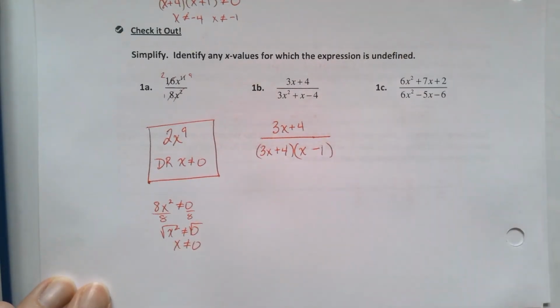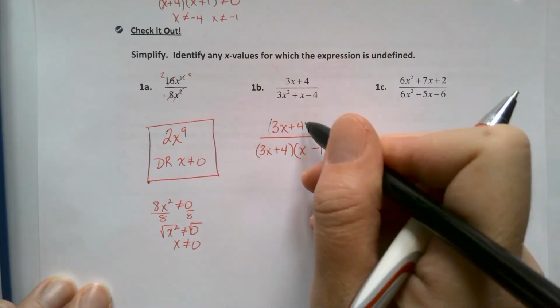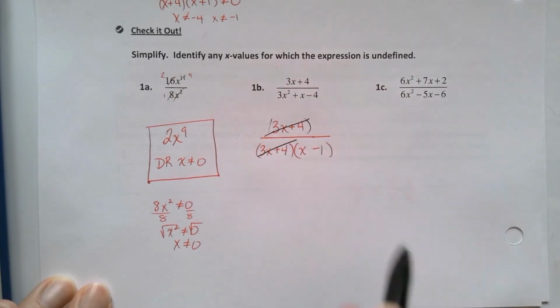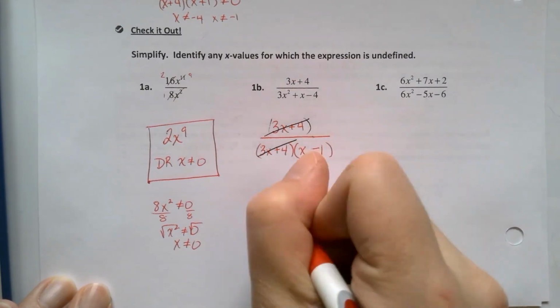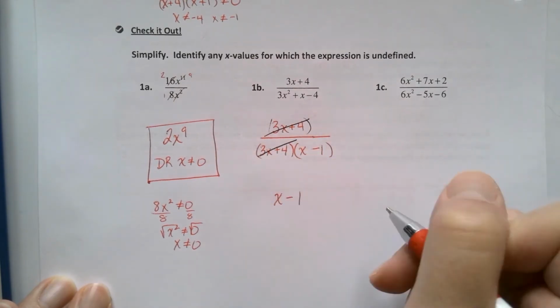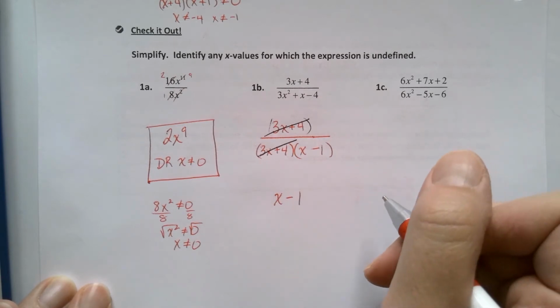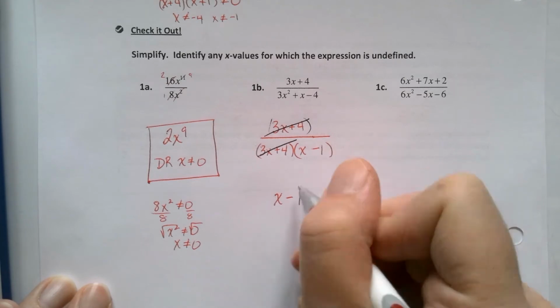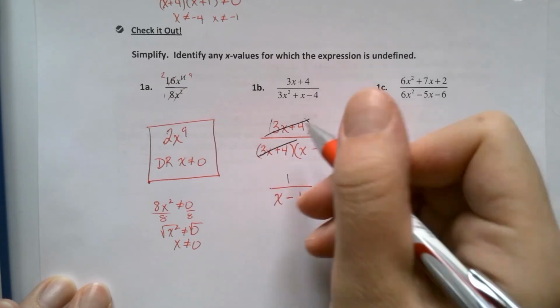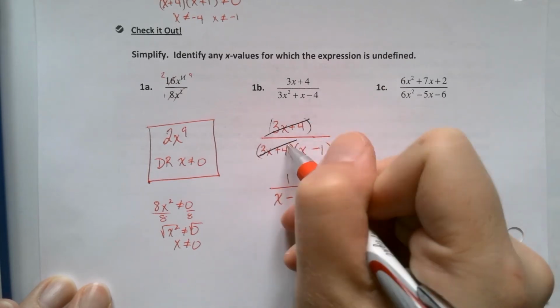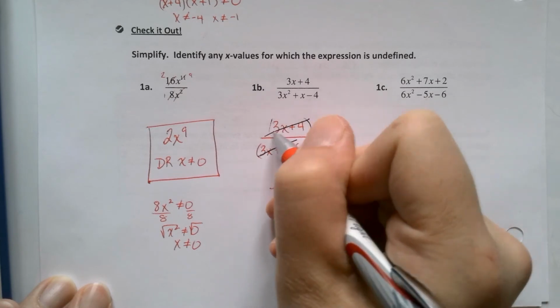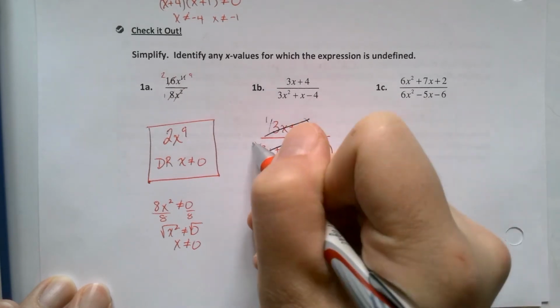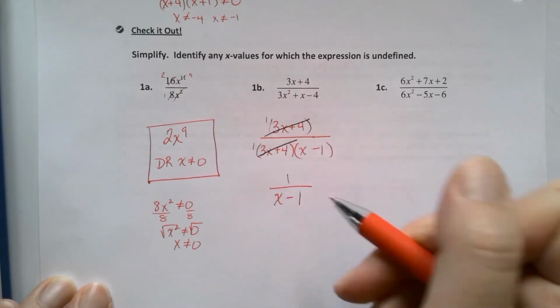So now I do have a common term. You know, this is in parentheses here, and this cancels with this. And one of the common mistakes I get is that people say the answer is x minus 1. So if you have that, there is an issue. Where was the x minus 1? It was in the denominator. So when I say 3x plus 4 cancels with 3x plus 4, 3x plus 4 goes into itself one time, and it goes in here one time. So I have 1 over x minus 1.